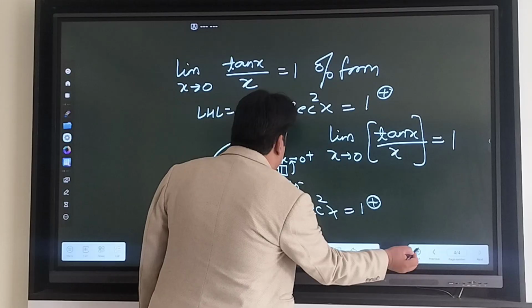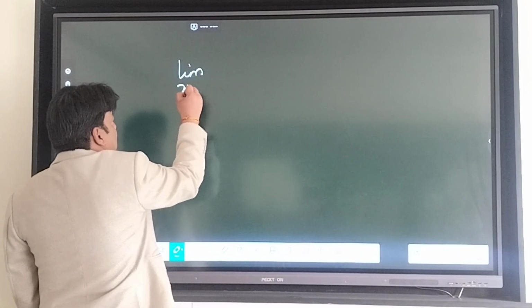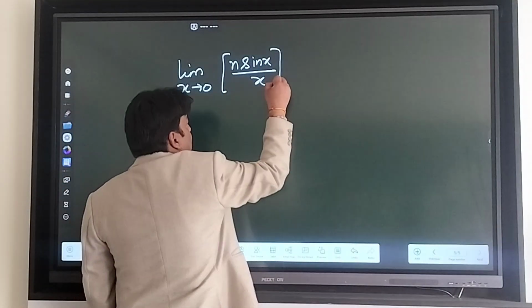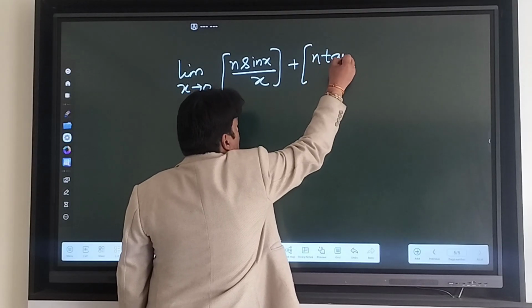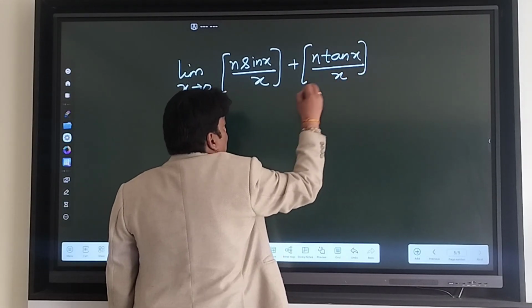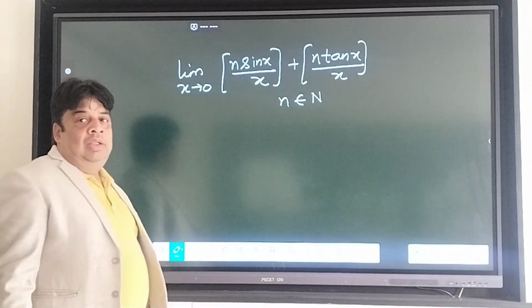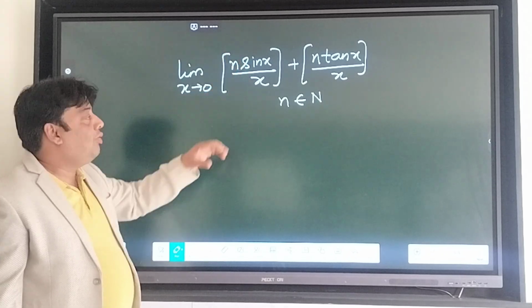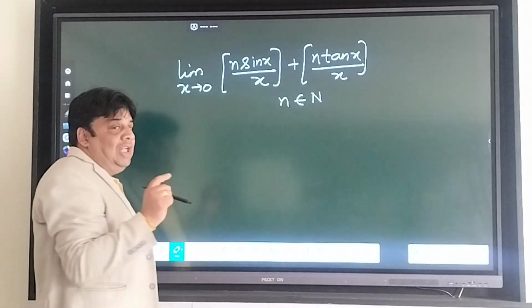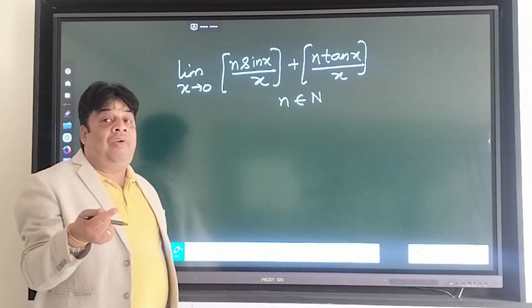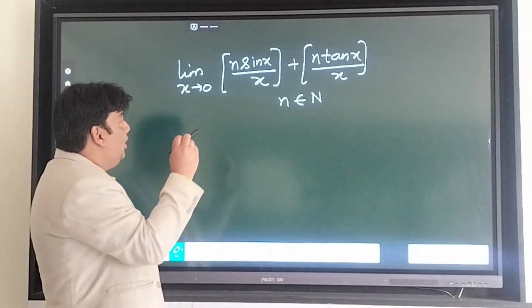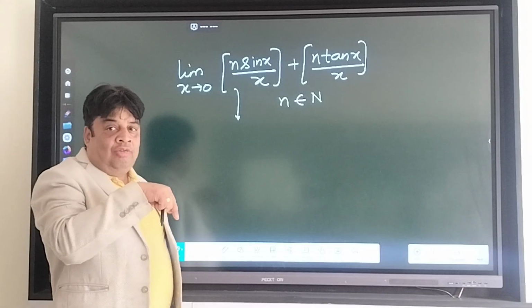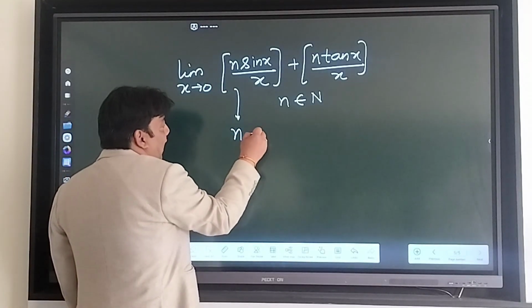Now a very basic question, suppose I write like this, limit x tends to 0, greatest integer of n sin x by x plus greatest integer of n tan x by x, where n belongs to natural numbers. Now sin x by x is a value slightly less than 1. So when n is multiplied by a value less than 1, it will become a value less than n. So as soon as it becomes a value less than n, suppose less than 4, the greatest integer would be 3. So less than n, the greatest integer would be n minus 1.